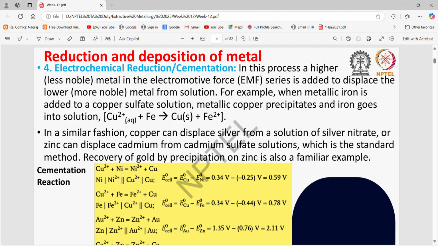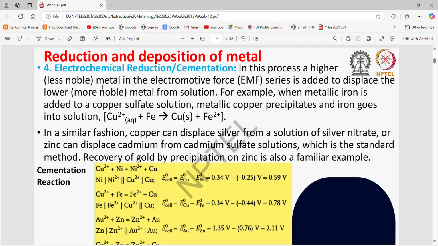In a similar fashion, copper can displace silver from a solution of silver nitrate, or zinc can displace cadmium from cadmium sulfate solution, which is the standard method. Or recovery of gold by precipitation on zinc is also a familiar example for this particular reaction.